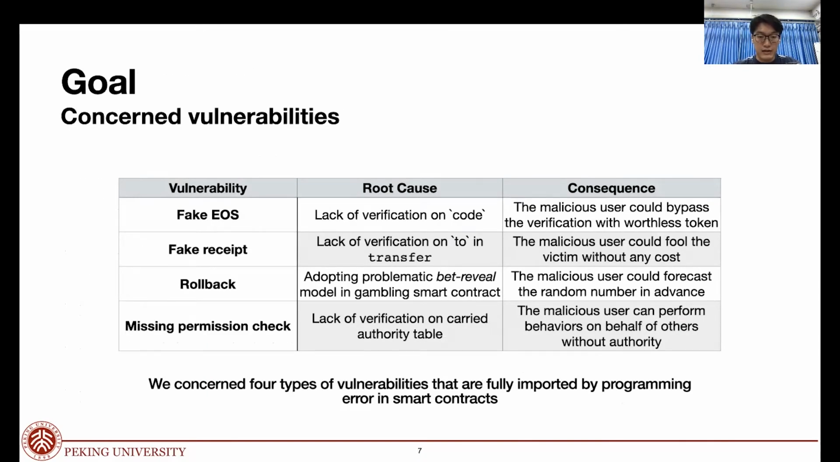Except for fake EOS, we also focused on 3 other vulnerabilities: fake receipt, rollback, and missing permission check. All these 4 vulnerabilities commonly emerge in the interaction between users and the apps. Therefore, implementing a framework to detect the vulnerabilities in EOSIO smart contracts is necessary and urgent. We decided to use symbolic execution to recover semantic information to automatically identify if the current smart contract is vulnerable to any of these 4 types of vulnerabilities.